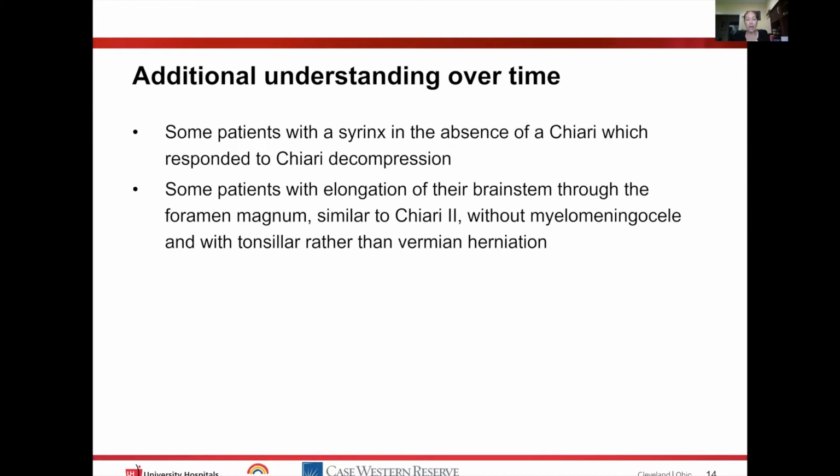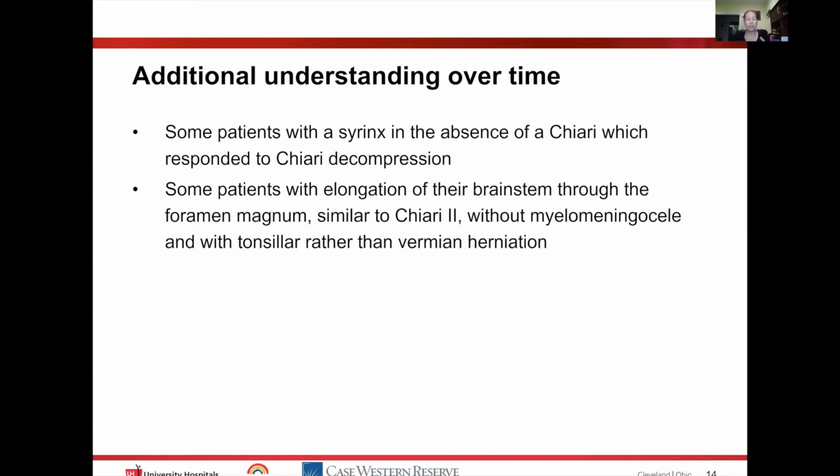So over time, we had this evolving understanding of Chiaris. We started with those 4. And then we noticed that there was also a subset of patients with a syrinx that didn't have the characteristic features of Chiari, but would respond to a Chiari decompression. So they made their own little subset.